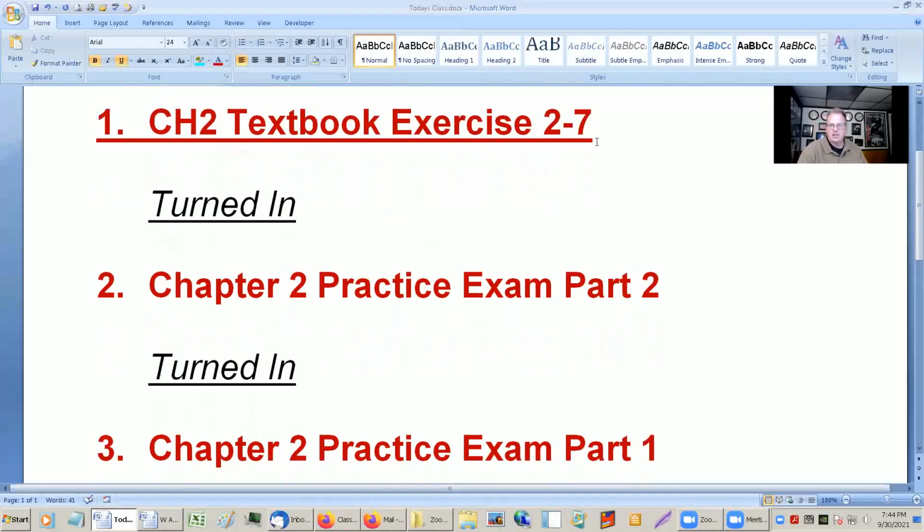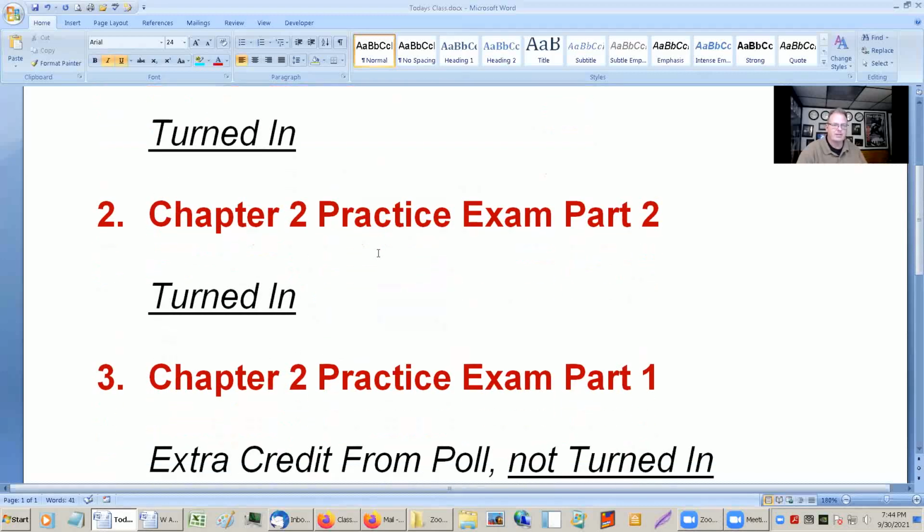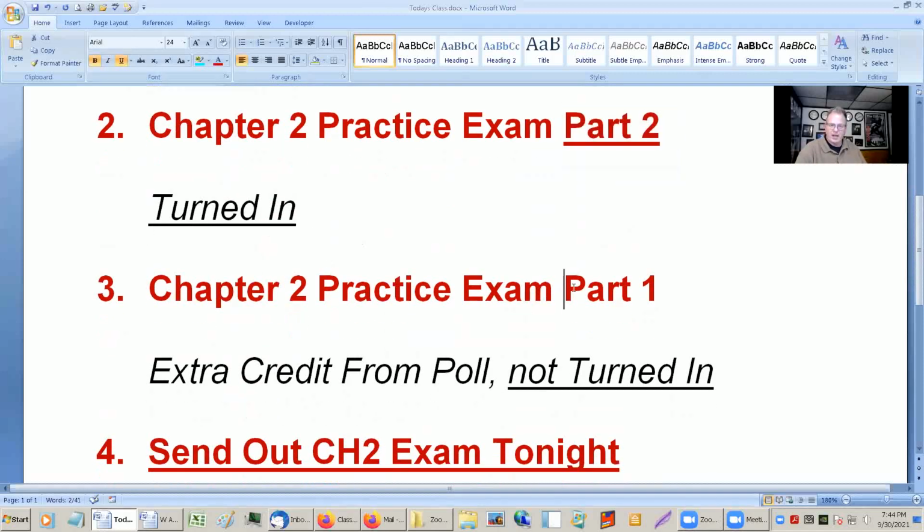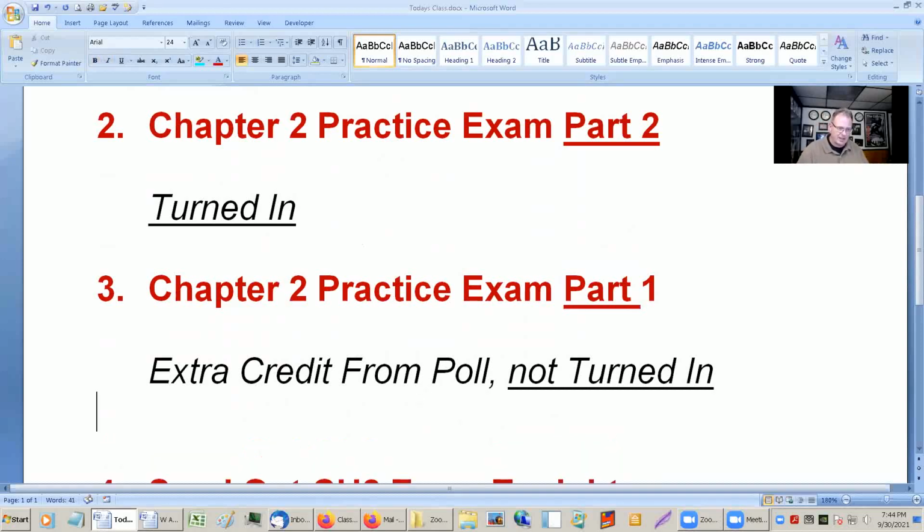So the textbook exercise, the first thing we did, chapter 2, turn that in. What we just did now, the chapter 2 practice exam part 2, will be turned in. Part 1 will not be turned in, but I'm gonna start a poll right now, and you get extra credit from the poll. What poll? The poll I'll be issuing soon. Actually, I'll put it up right now.